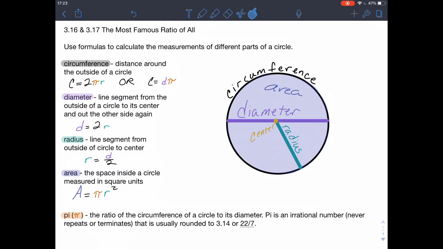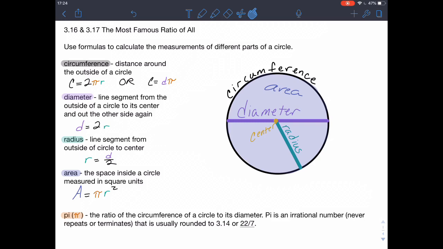Before we get started, let's review some important terms about circles. First is circumference, which is the distance around the outside of a circle. We find the circumference by doing 2 times pi times the radius, or the diameter times pi. The diameter is a line segment from the outside of a circle to its center and out to the other side again. To find a diameter, you can take 2 times the radius of a circle. A radius is a line segment from the outside of a circle to its center, and a radius is half the length of a diameter.